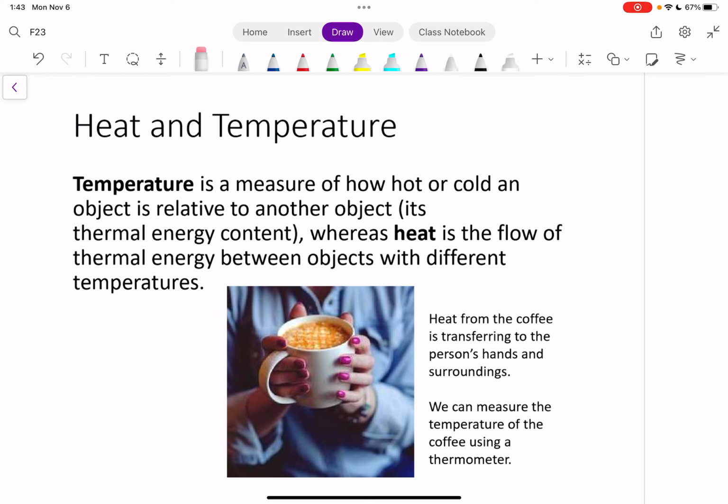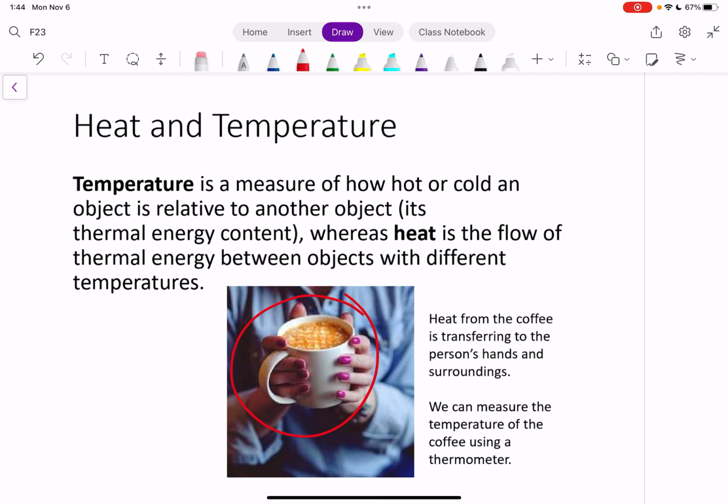All right, now what about heat and temperature? We've talked about energy, but what about heat? So temperature is a measure of how hot or cold an object is relative to another object. For instance, when you're holding a hot cup of coffee, the reason you feel that heat is because the heat from the coffee is transferring to your hands, which are cooler than the coffee.